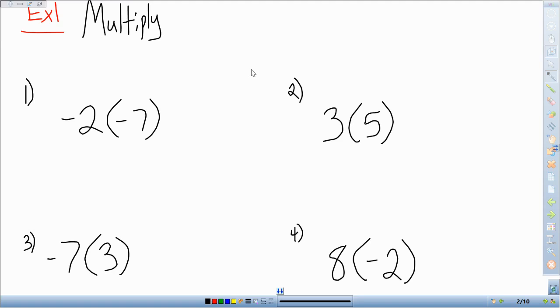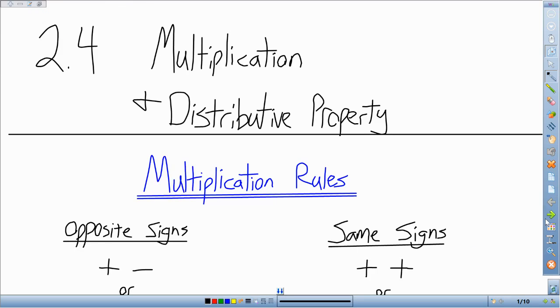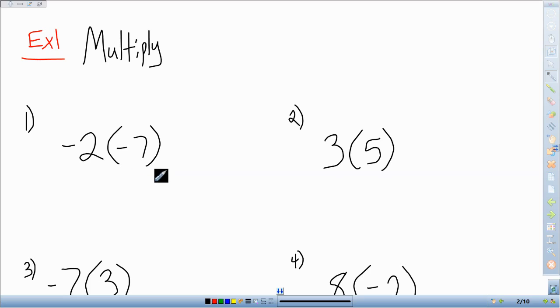On number one, we have a negative times a negative. If you have to, flip back and remember, they have the same sign. We know we're going to be getting a positive number here. Negative 2 times negative 7, positive 14. Number two couldn't be more straightforward. A positive times a positive will also give you a positive, and it looks like 3 times 5, 15.